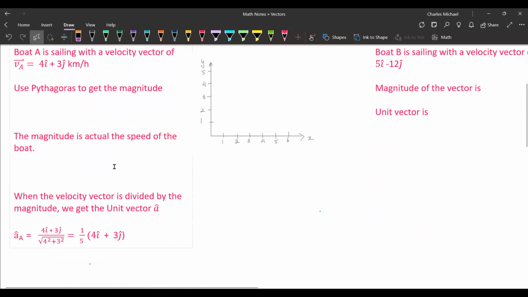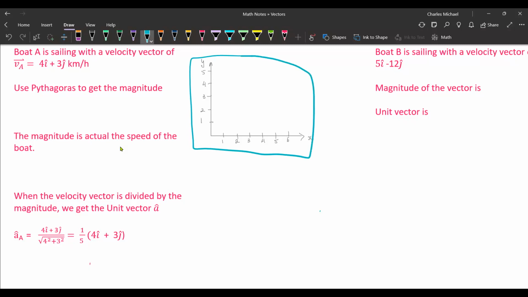Let's look at a simple question. A boat is sailing with a velocity vector, VA. VA is a velocity vector. The unit is kilometers per hour. So this Cartesian plane that we're going to draw would represent kilometers per hour. It represents speed or velocity.